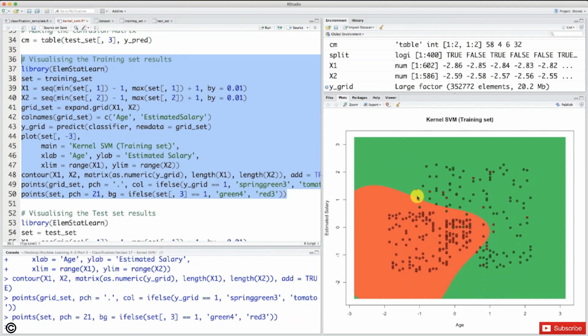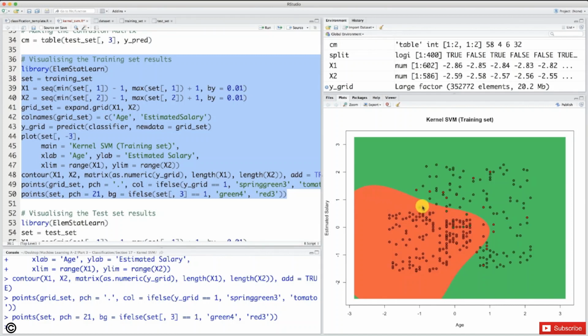So for example, that means that for this particular user, a red point which is in the green region, the model makes an incorrect prediction because the truth is the user didn't buy the SUV. But since this user is in the green region, that means that the model predicted that this user bought the SUV, even if that's not what happened in real life. So that's what the graph is about.